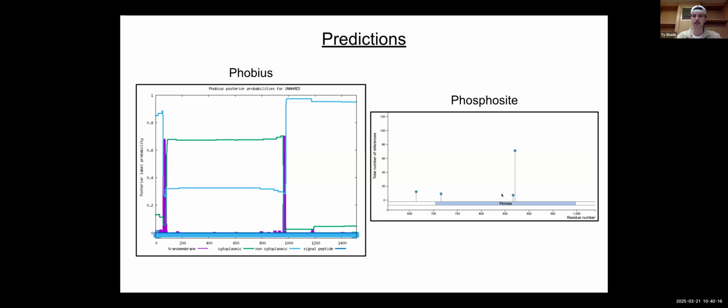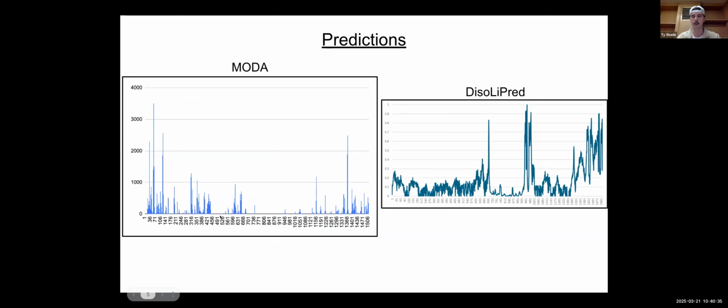PhosphoSitePlus predicts a phosphorylation here in the kinase domain, which is good because we know that it needs to be phosphorylated. But Phobius predicts 2 transmembrane helices, which are more than likely false positives because we know that it's localized to the nucleus and not embedded in the membrane. MODA predicts 2 membrane interactions, one at the N terminus and one at the C terminus, which is also more than likely false positives because these are just disordered regions of the protein, so it's not plausible. And then this is the DisoLipPred graph.